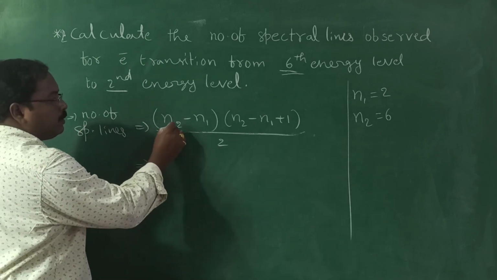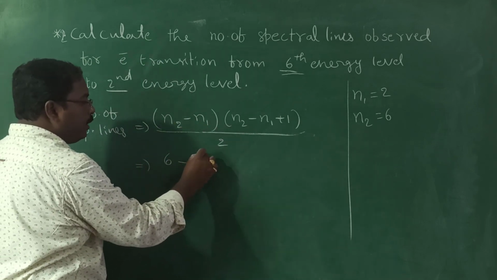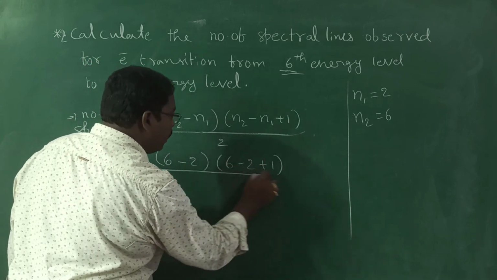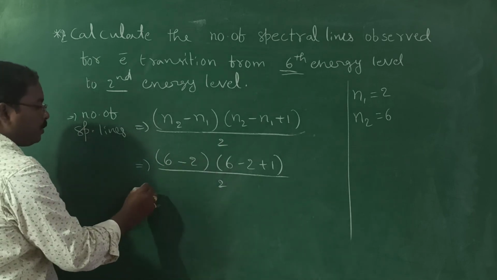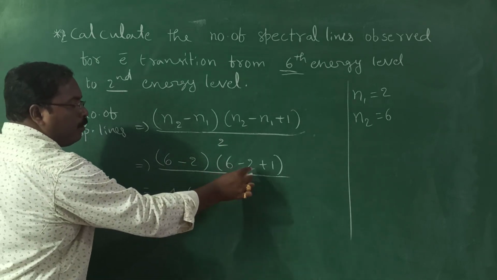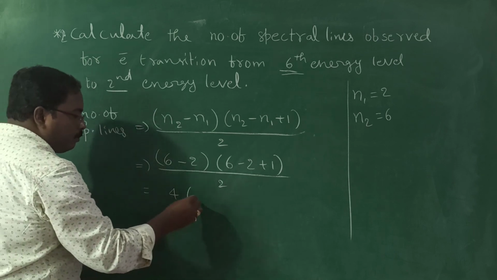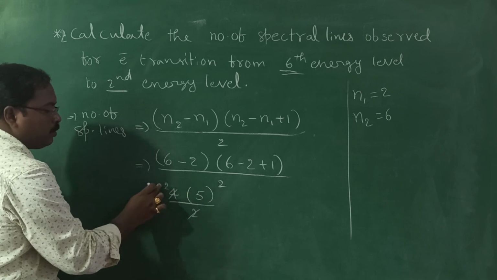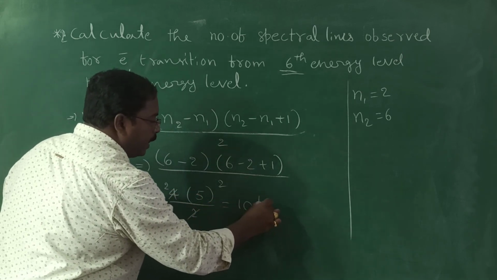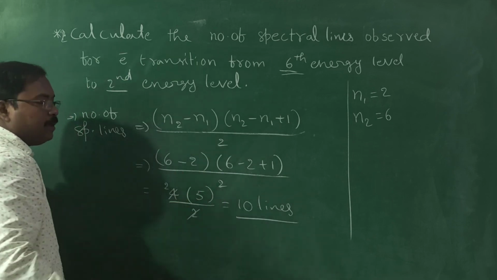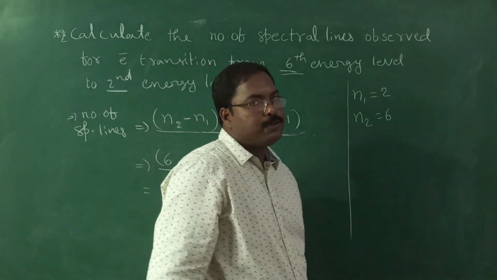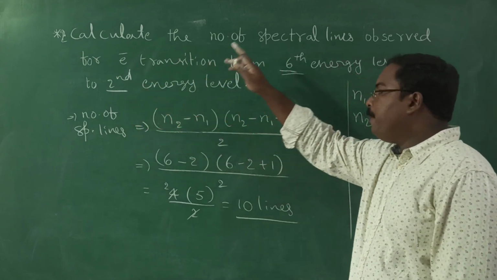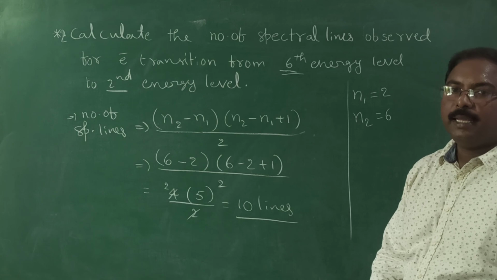Substitute there. 6 minus 2 into 6 minus 2 plus 1 divided by 2. 6 minus 2 how much? 4. 4 plus 1, 5, divided by 2. 2 cancels in 4, 2 times. 2 5s are 10 lines. Okay? Got it? This is the simple way to solve. When the electron is jumping from the 6th to the 2nd, the number of spectral lines observed is 10 lines. Got it?